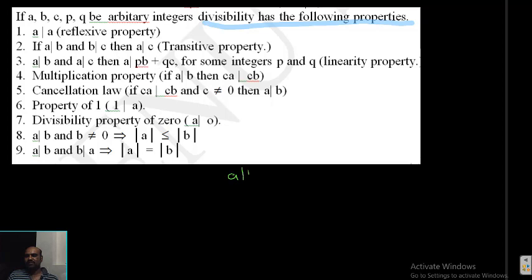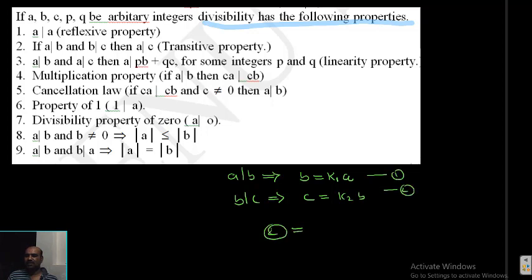a divides b. What is the meaning of that? b equals some integer k1 into a. b divides c. What is the meaning of that? c equals some integer k2 into b. Take this second result. c equals k2 into b, and instead of b, I can write k1 into a.